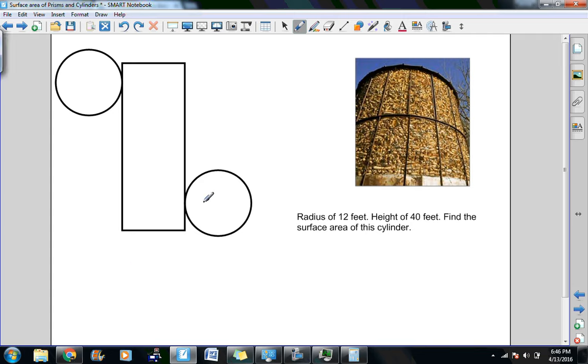Well, the circles on the outside are going to be pi times radius squared for each of those, and they will be the same. But the rectangle in the middle, if you've done a net and you fold it out, you know that this side right here is equal to the circumference of the circle. The circumference of the circle is equal to the diameter times pi. So this length right here will be the diameter times pi. So for this circle, it would be 24 times pi. And this is simply the height of the entire rectangle.